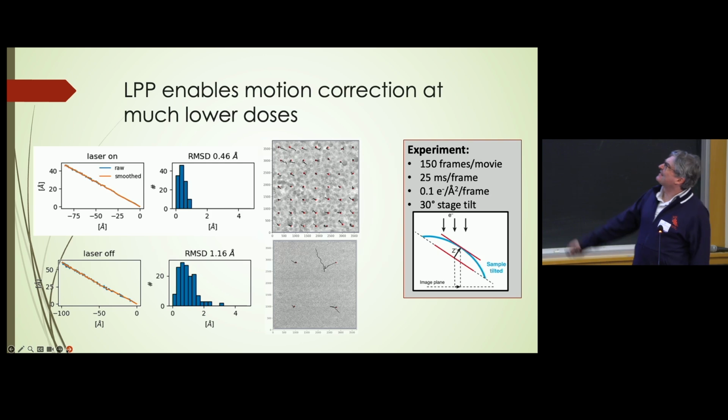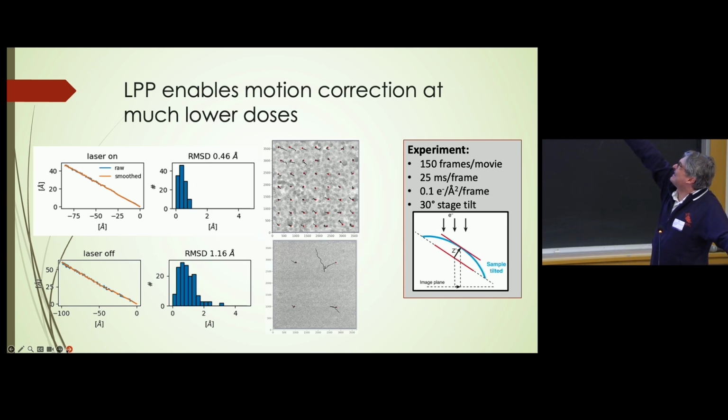And that indeed is the case. So with the laser on, we can identify the individual particle locations with an RMS deviation of a little less than half an angstrom, and if the laser goes off, then it's more than 1 angstrom. So you can get better motion correction and therefore hopefully better quality data.